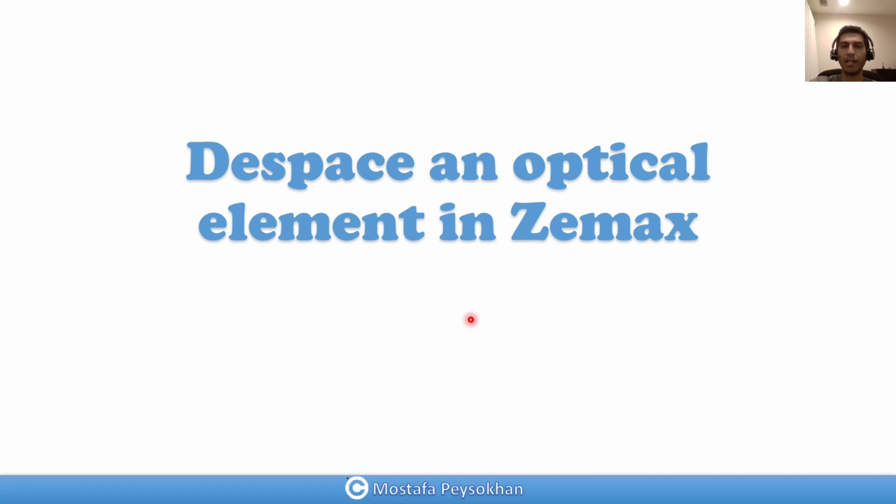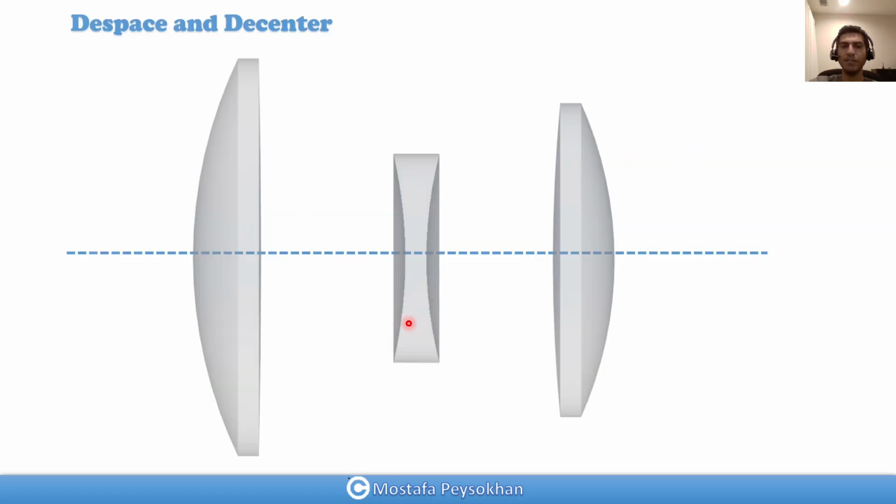Despace, an optical element in Zemax. In Zemax, when you have an optical system, which we can see, in this example we have three lens elements, element 1, element 2, and element 3, and this is the optical axis of the system, which we can consider in the Z direction.